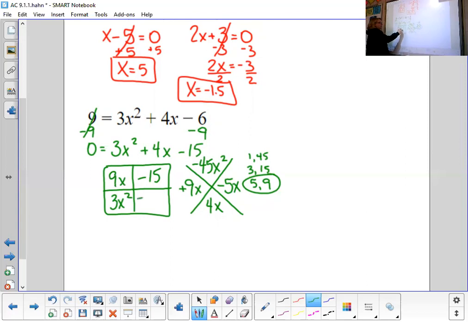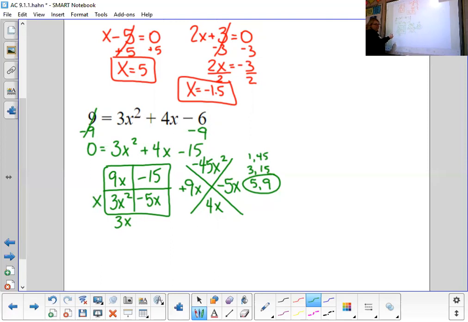So I'm going to do 9x minus 5x. Okay, now I'm going to factor. The greatest common factor of 3x squared and 9x is 3x. So that goes there. If this is a 3x, that means this one has to be an x.